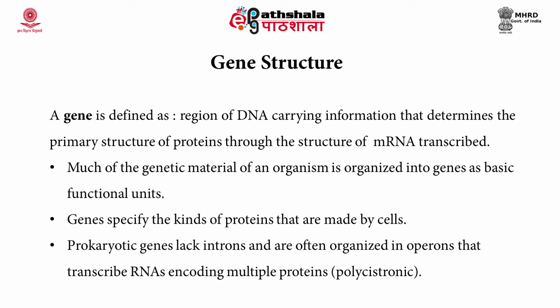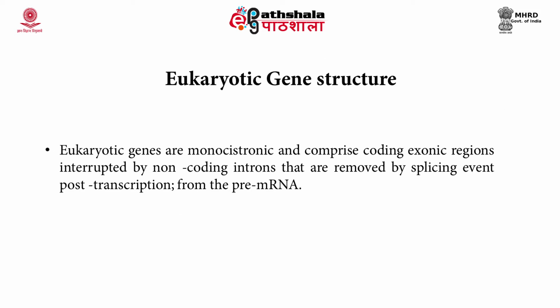A prokaryotic gene lacks introns and is often organized in operons that transcribe RNAs encoding multiple proteins. Such genes are said to be polycistronic, whereas a eukaryotic gene is monocistronic and it comprises coding exonic regions interrupted by non-coding introns that are removed by a splicing event post-transcription from the pre-mRNA.